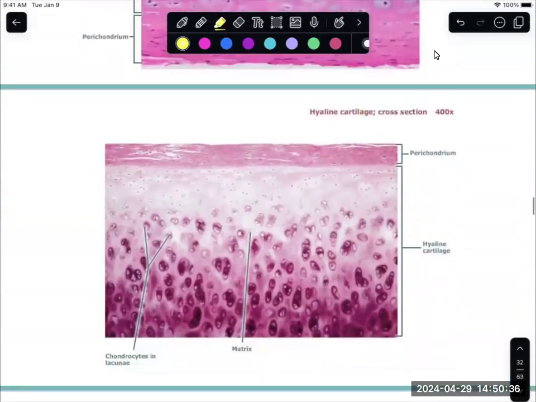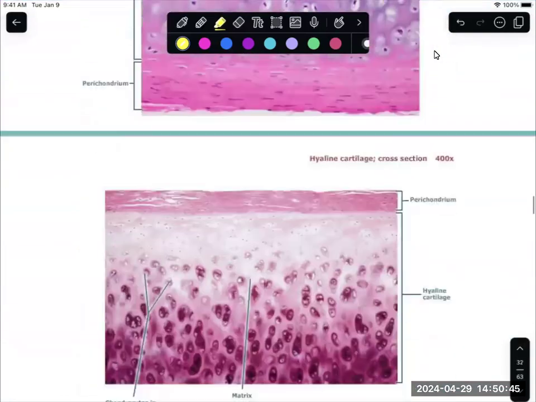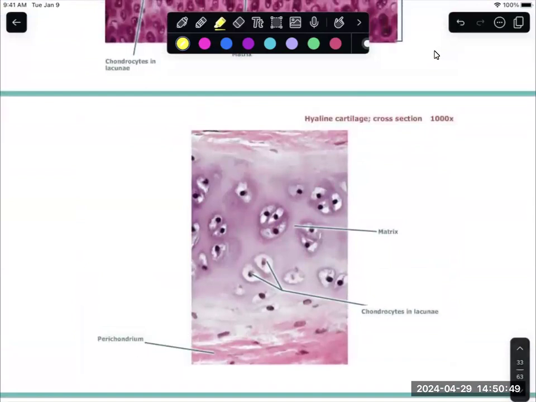This isn't the best example of hyaline cartilage, but I wanted you to see it. I'm not going to test you off of this picture specifically. Maybe this one, maybe that one, maybe this one. This is another hyaline cartilage, just even closer up. Just going through the different zooms so you can see it at different magnifications.